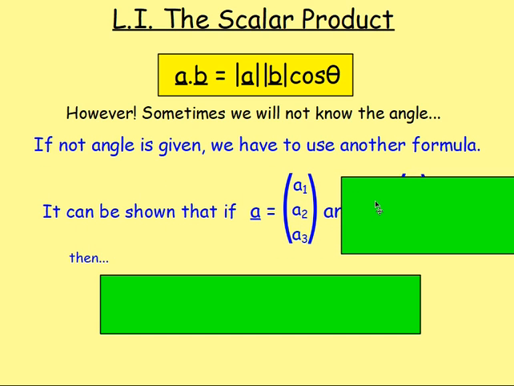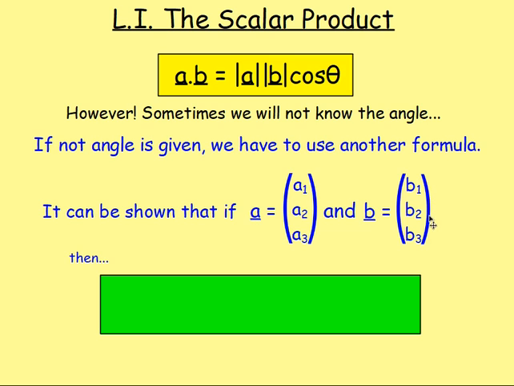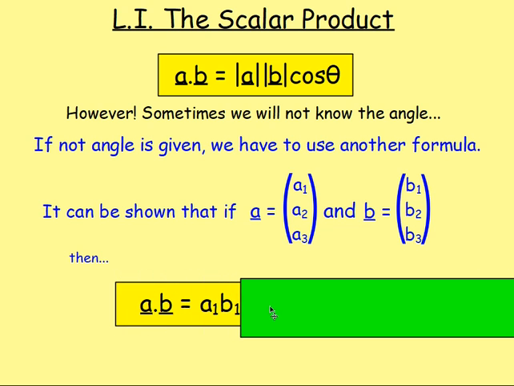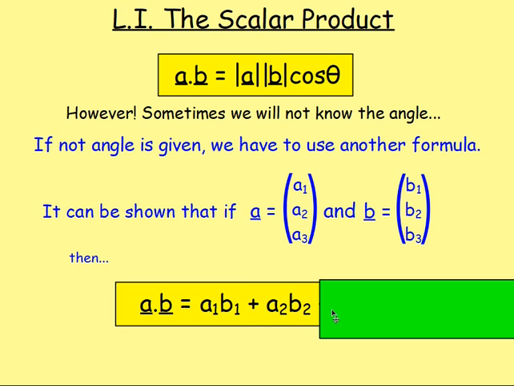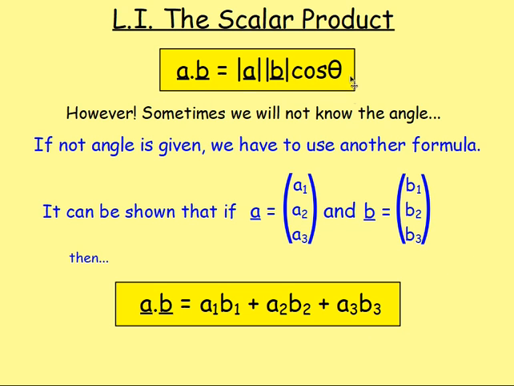So we had vector a, which has the components a1, a2, a3, and vector b with the components b1, b2, b3. You can also work out the scalar product using this formula. So a dot b equals, you take the first components and multiply them together, take the second components and multiply them together, and then take the third components and multiply them together, and then you add the results of them all. So there are two formulas for the scalar product. You have the first one up here and the second one down here.